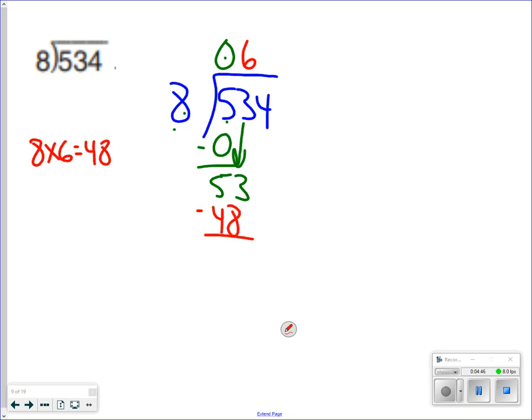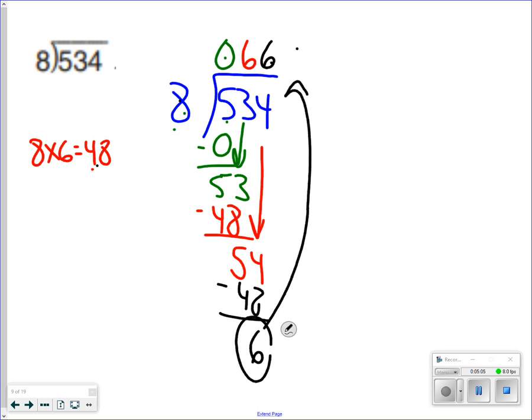I subtract, so I get 5. I'm going to bring down this 4. Once again, I can't get any closer than 48 to this, so I'm going to show you the next stage. I'm going to put a 6 here. 8 times 6 is 48. I'm going to subtract. I have a 6. That is my remainder. Remainder 6. My answer is 66, remainder 6.